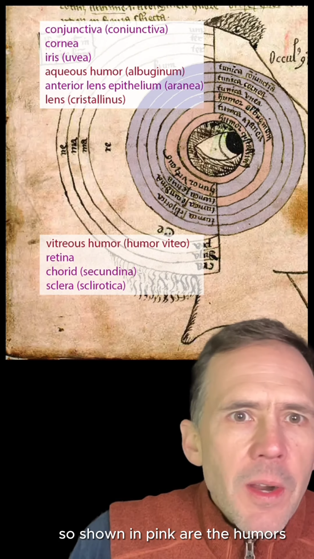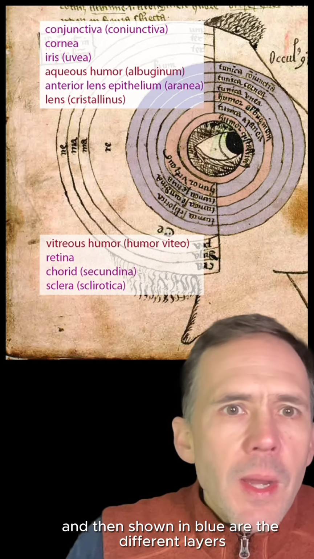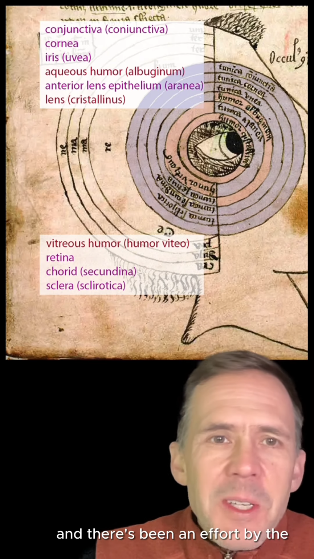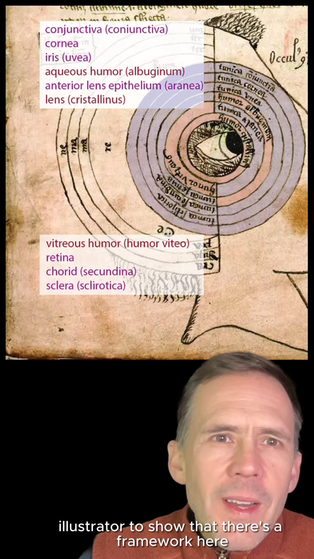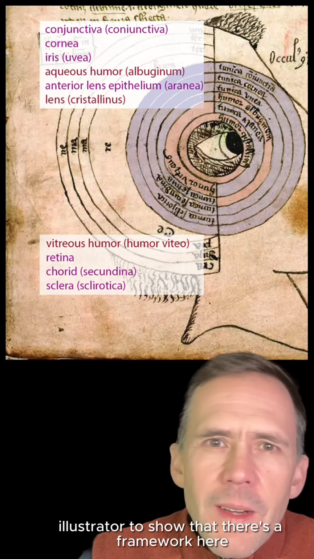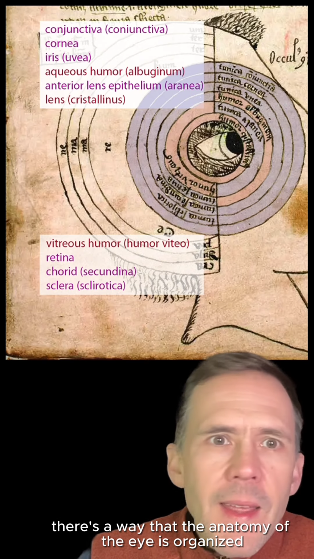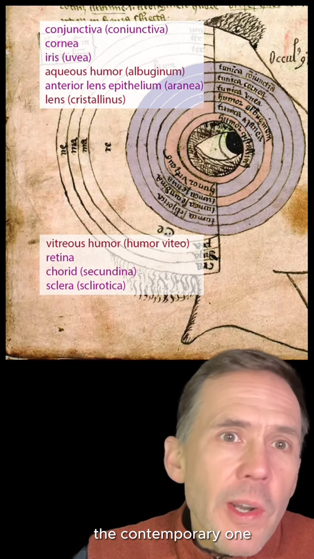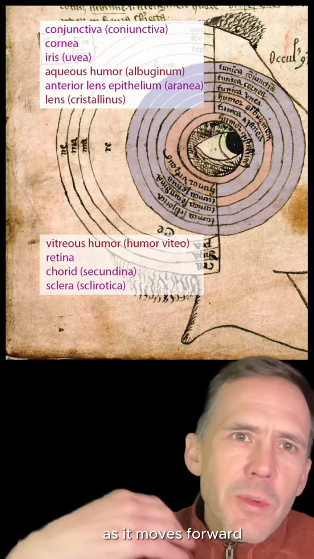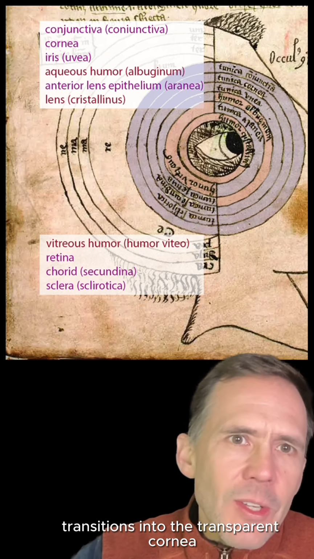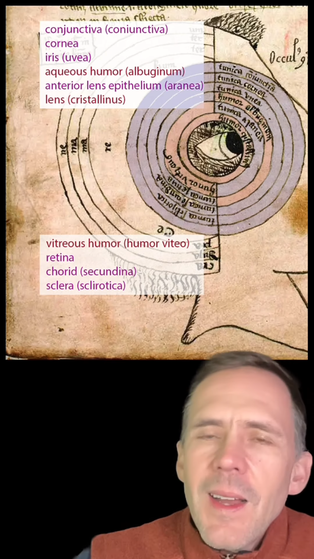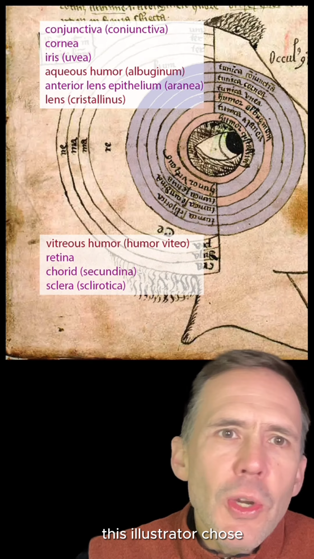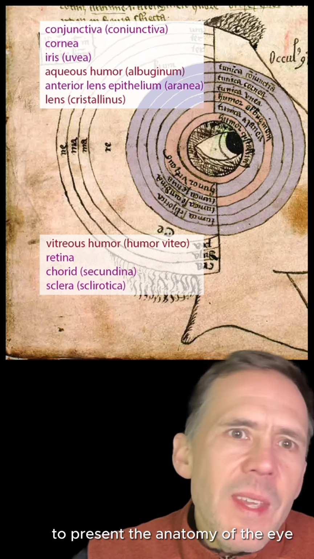So shown in pink are the humors, and then shown in blue are the different layers or the tunics. And there's been an effort by the illustrator to show that there's a framework here. There's a way that the anatomy of the eye is organized. And just as we saw in the previous illustration, the contemporary one, that the sclera, as it moves forward, transitions into the transparent cornea, is also reflected in the way that this illustrator chose to present the anatomy of the eye.